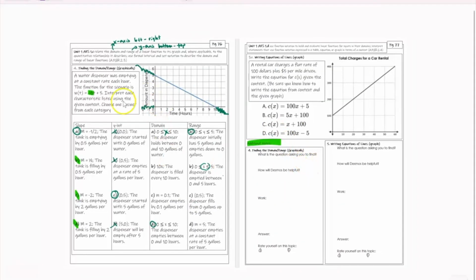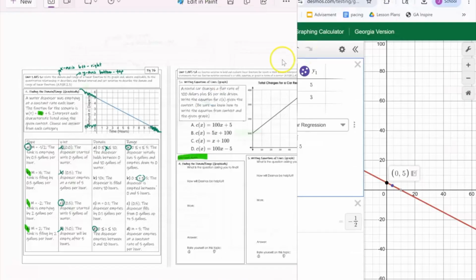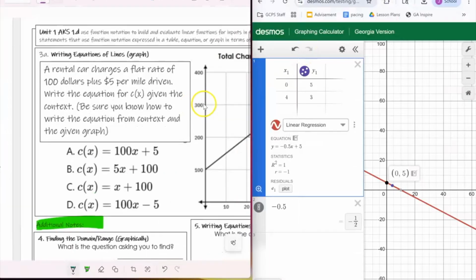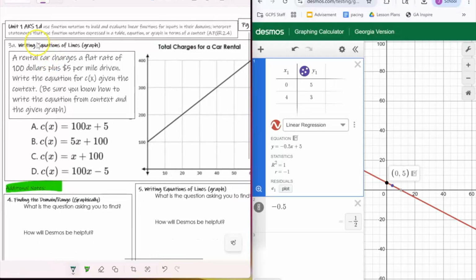Again, you're going to write notes to yourself. How did you find domain and range graphically? How is Desmos useful? You're just writing additional notes to yourself here to help answer these questions. All right, AKS 1D. We're writing equations from lines as our Desmos practice.